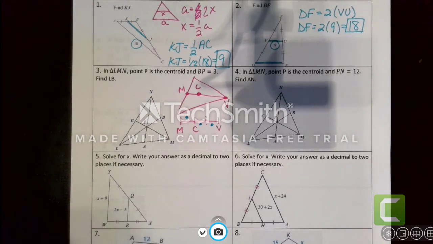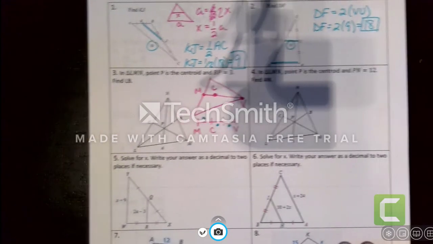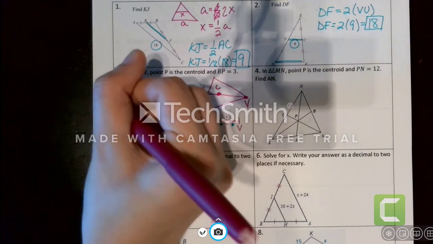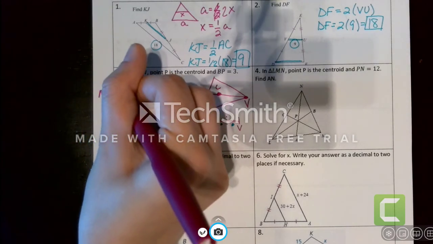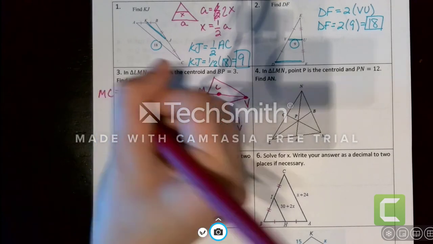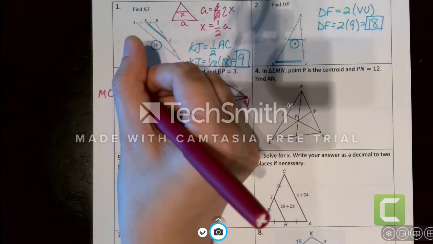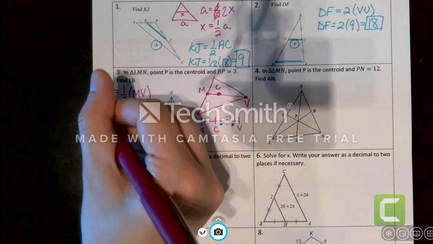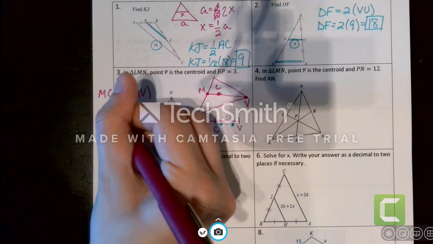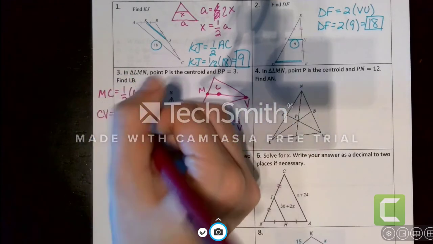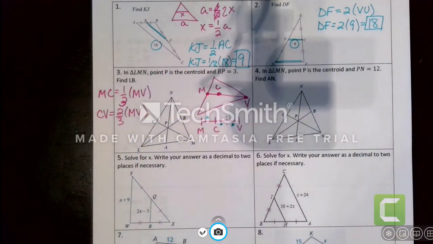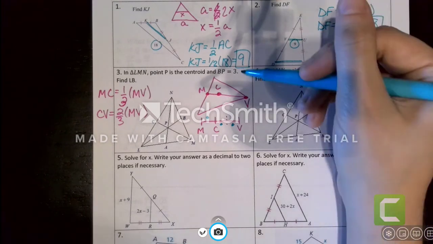There are 2 equations that are associated with medians. Your first part is that the length from the median to the centroid is equal to 1/3 the length from median to vertex, as well as the length from centroid to vertex is equal to 2/3 from the median point to the vertex. Let's keep these 2 equations in mind while we try to solve number 3.